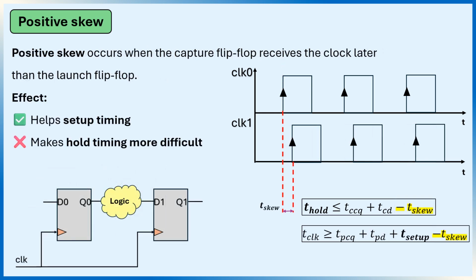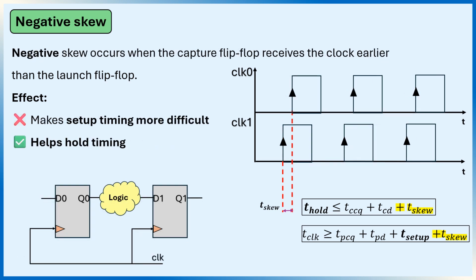Positive clock skew occurs when the capture flip-flop receives the clock later than the launch flip-flop. That means the capture flip-flop waits a little longer before sampling the data. Because it waits longer, the data has more time to travel through the combinational logic. That's why positive skew helps setup timing. You can also see this in the setup constraint, where the skew is subtracted, reducing the required clock period. However, positive skew also means the old data has less time to remain stable after the launch clock edge. So positive skew makes hold timing more difficult. In the hold equation, the skew reduces the available margin.